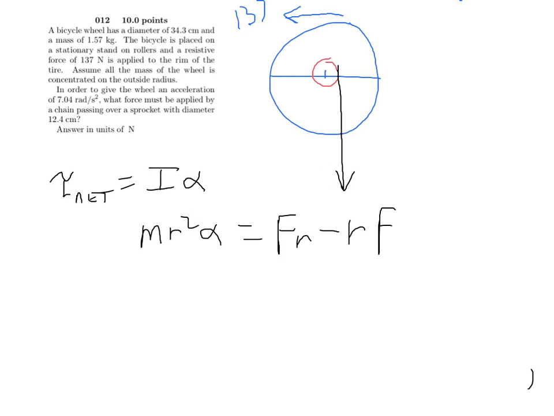So mr squared alpha equals the net torque, because the net torque, just like the net force would accelerate a mass, is going to accelerate the moment of inertia. I think you have enough to solve that one.